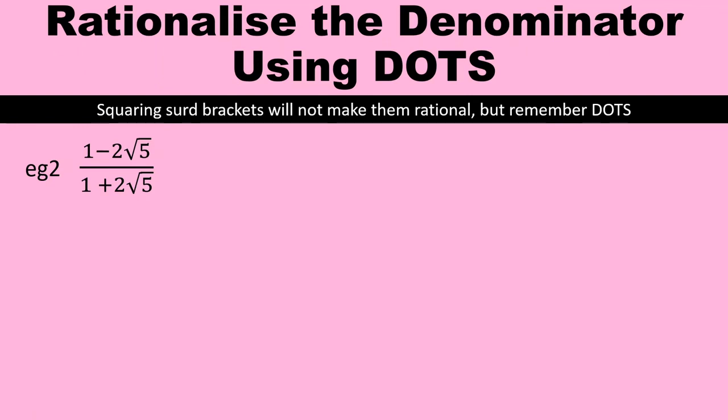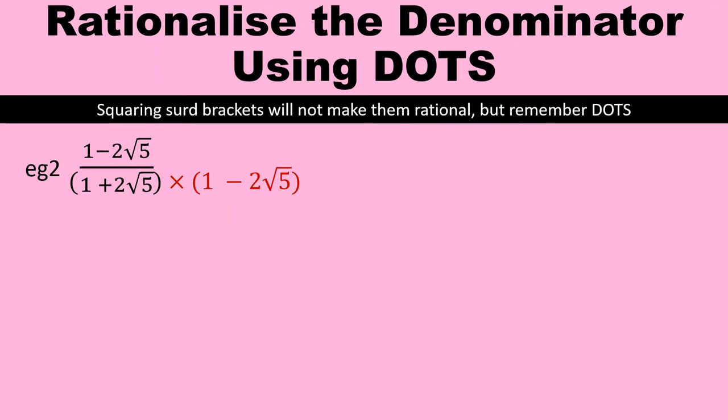Let's try another example. Remember, we don't need to worry about rationalizing the numerator, but we need to ensure that the denominator gets rationalized. And as there are two terms in the denominator, we know that this is going to happen by bracket expansion by use of difference of two squares. So just focus on the two terms in the denominator. And let's put that in brackets, and we'll write that same two-term expression, but with the opposite plus or minus sign between those terms. So 1 minus 2 root 5.